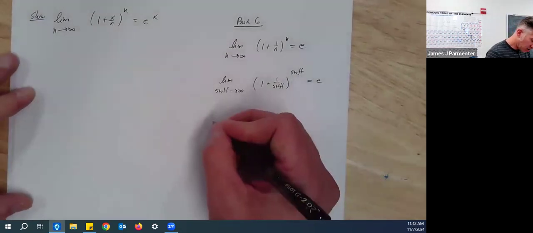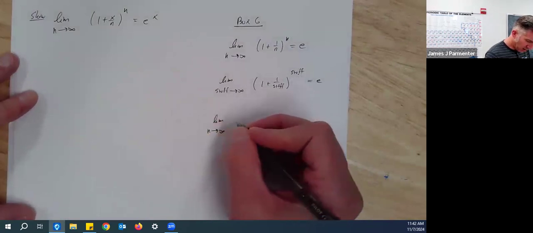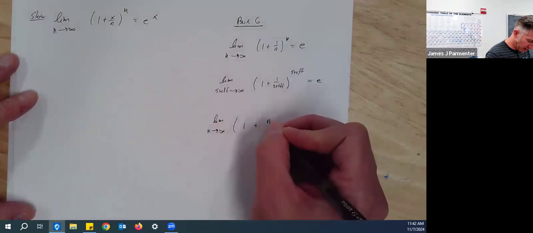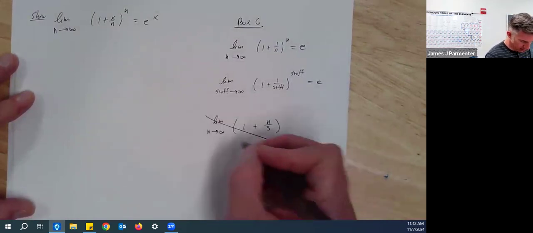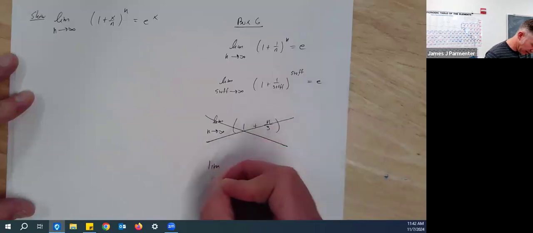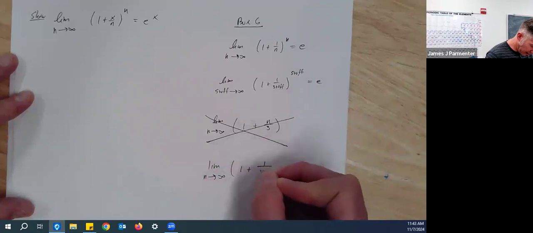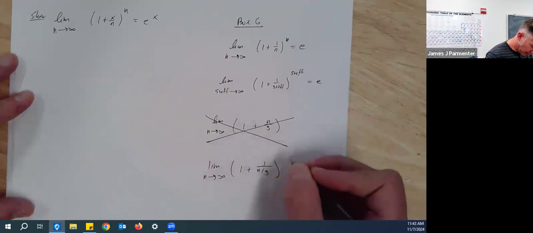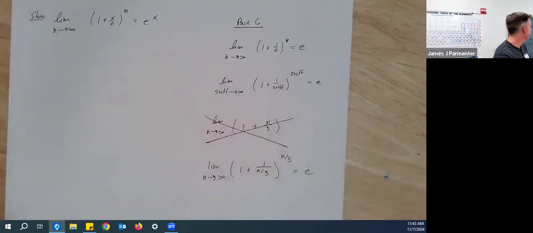So I'll just point out, you could have said the limit as n goes to infinity of 1 plus 1 over n divided by 3 to the n divided by 3 power is equal to still e.